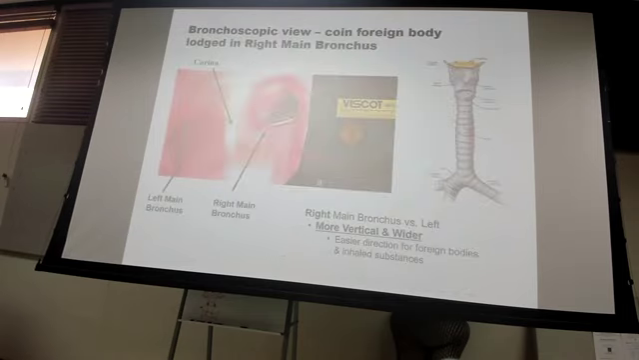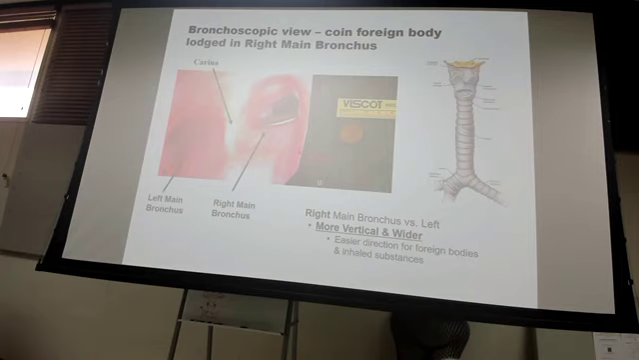All right, so first off, we're going to go into the bronchoscopic view. So we'll talk about bronchs in the next class. But really what I want you to get out of this is right versus left. How can you very easily see the right versus left? The right is more vertical and wider.